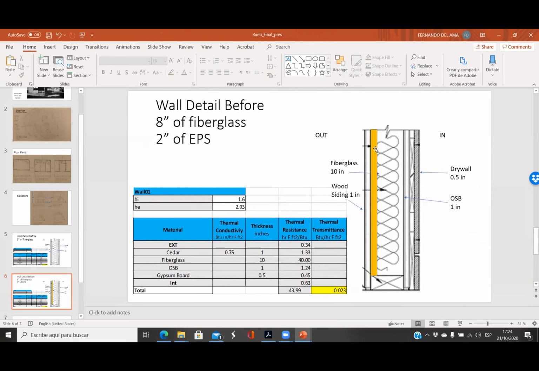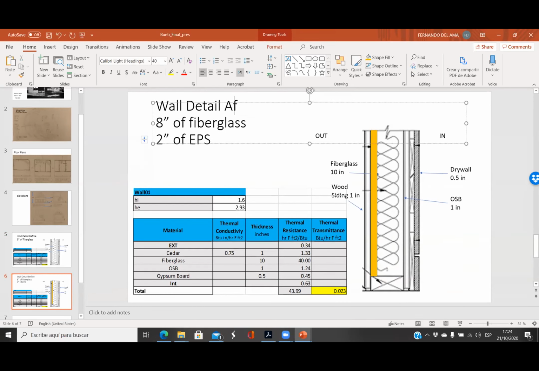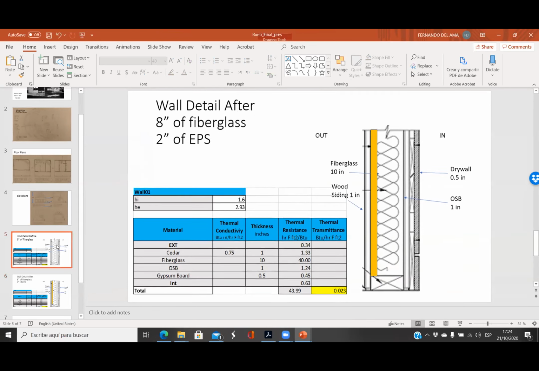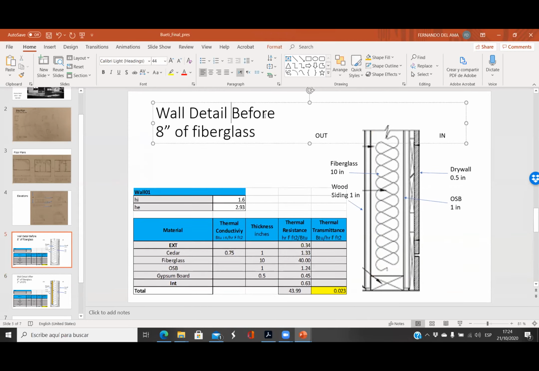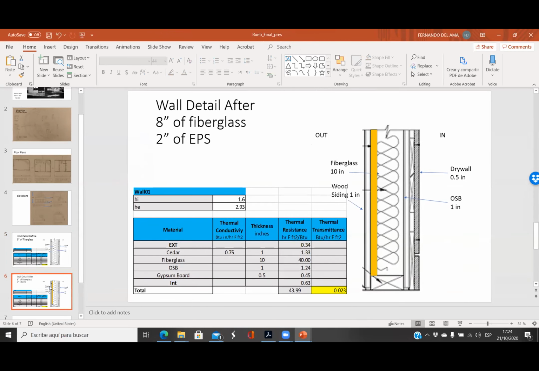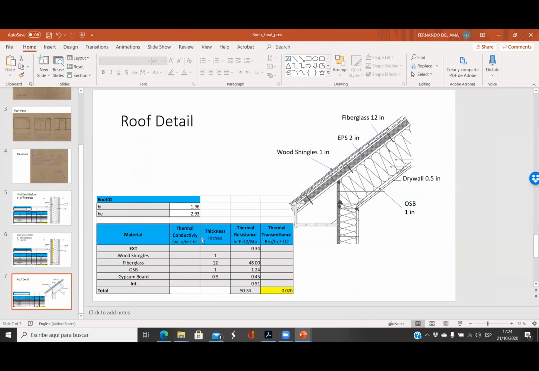Okay, so these 2 inches of EPS will be here. No, sorry, here, because this is outdoors. Yes, this is indoors. Okay, because we always need a before and after, so that would be after. So it's before the improvements and then after the improvements. So for the roof, we should do something else. So this can be after.